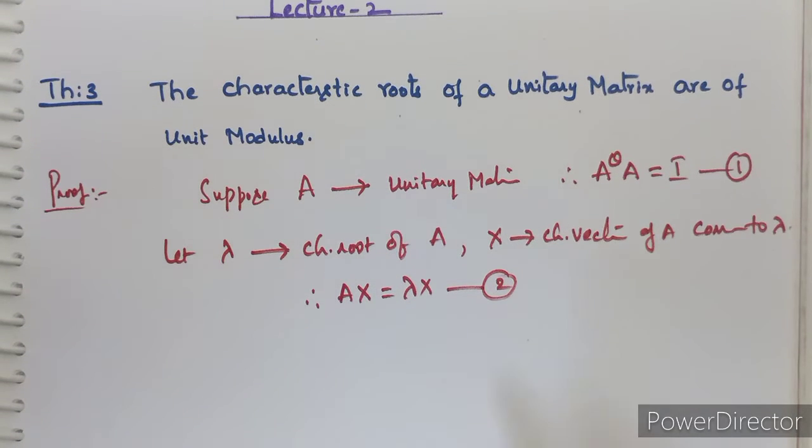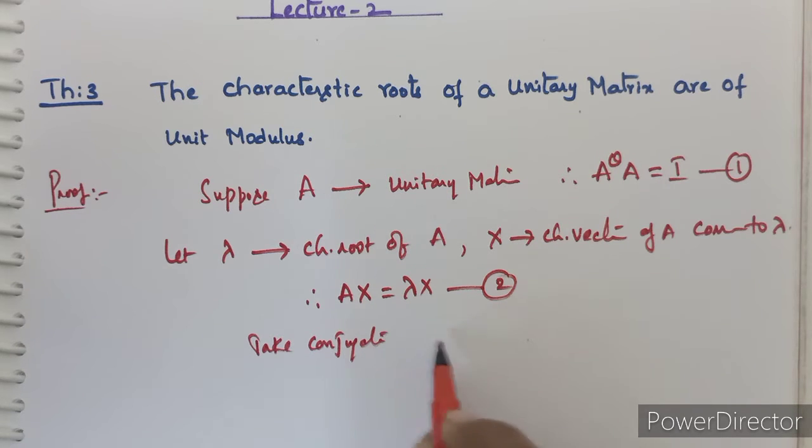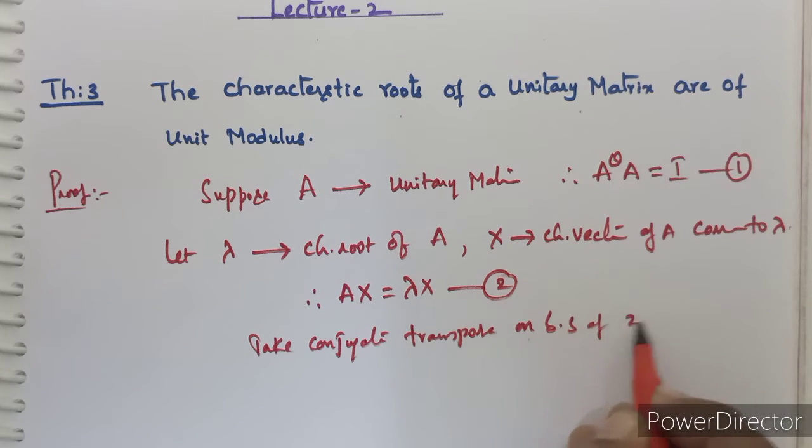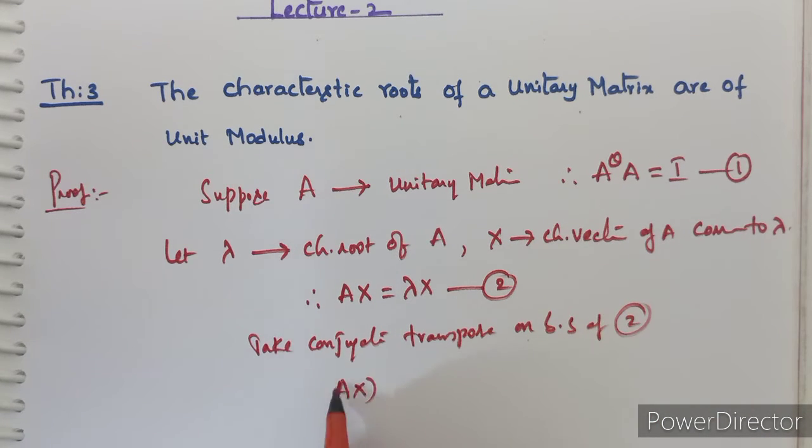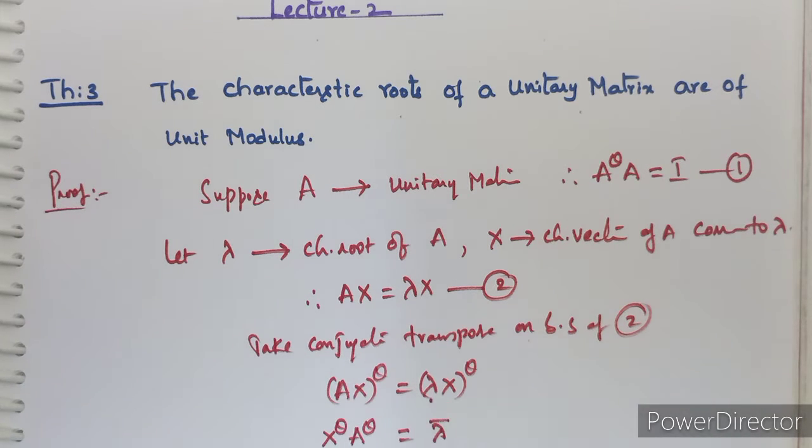Now we take conjugate transpose on both sides of equation 2. (Ax)^θ = (λx)^θ. Now we write this in reverse order: x^θ A^θ = λ̄ x^θ, since lambda is a scalar, no need of finding transpose, we just find the conjugate. We write it as lambda bar x^θ. Now we consider this as equation 3.